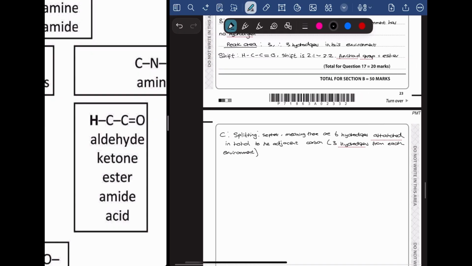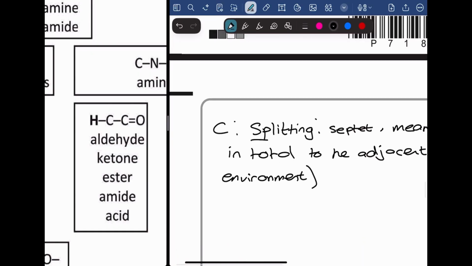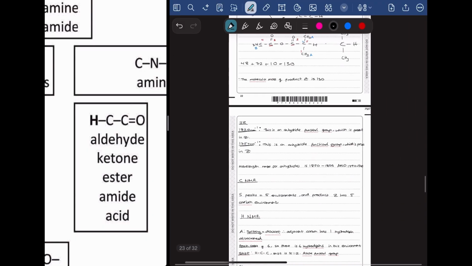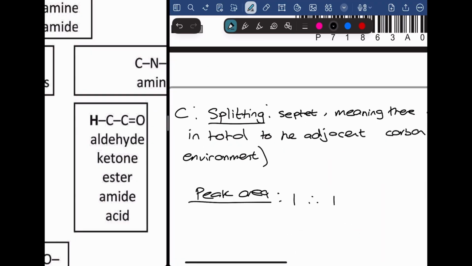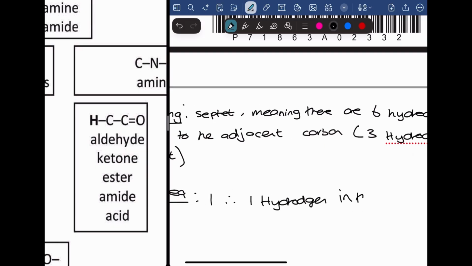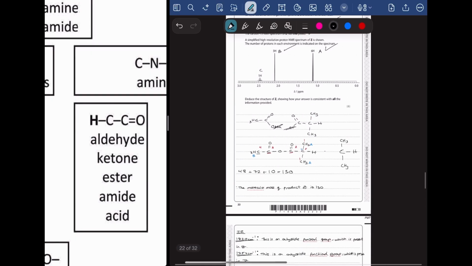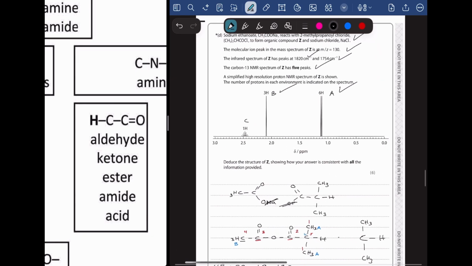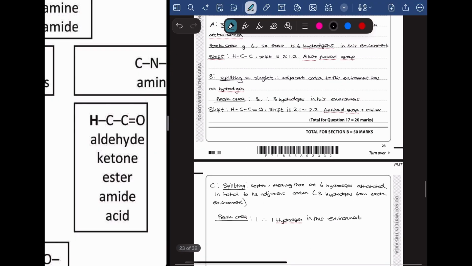Okay? So that's the first thing. That's the first kind of thing that we do. Next thing is the peak area. So peak area, I'm pretty sure it was 1, right? Yeah, so it's 1, therefore 1 hydrogen in this environment. And then finally, we have, where is it? So yeah, sorry, we got one hydrogen there.